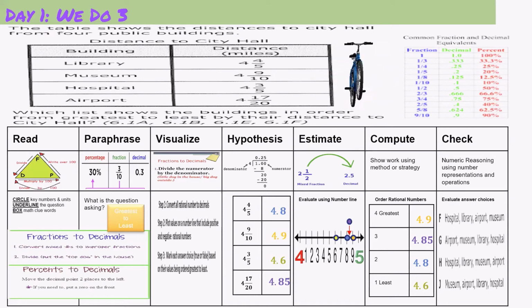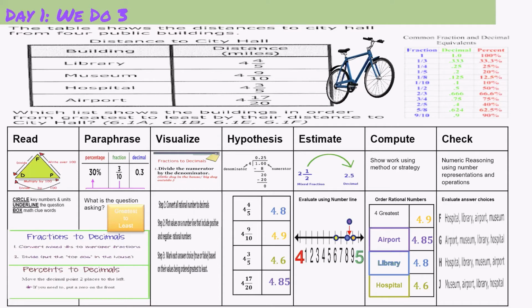Now, I want to have a corresponding public building with the location. So, my least location would be the hospital. Next to least, the library. Next to greatest, airport. And the greatest, museum.